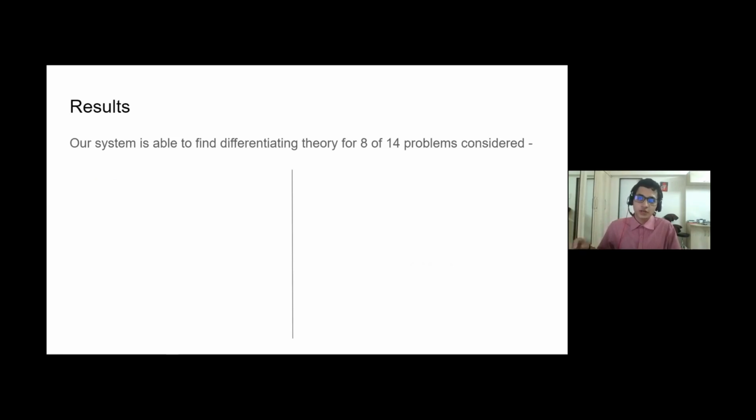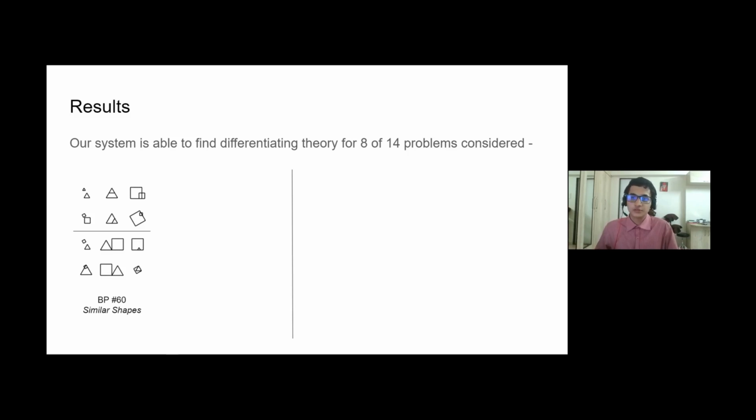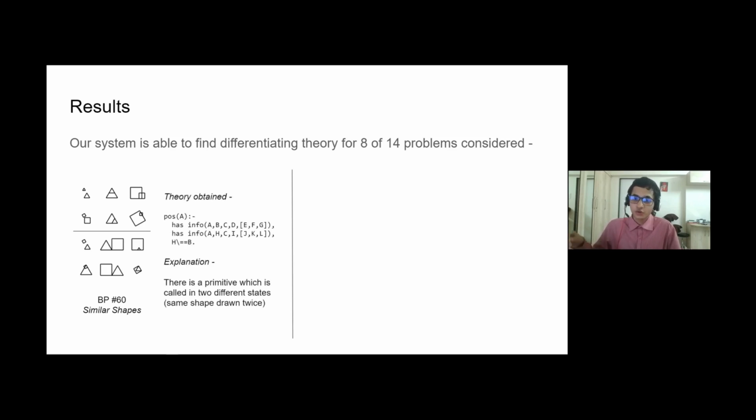Of the 14 Bongard problems that we evaluated on, our system is able to generate a theory for 8 of them. In this problem, the positive example consists of images with the same shape. The theory we generate says that there is a primitive which is called in 2 different states. So I'll just point that out here.